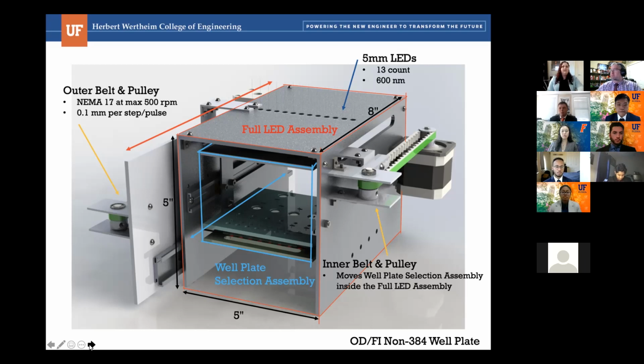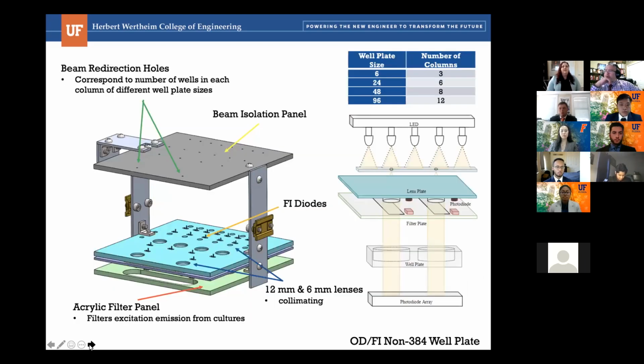The foundation of this design is the same as the 384 measurement system. The full LED assembly moves across a well plate, measuring all wells in each column simultaneously, as described before. To ensure the light is hitting perpendicularly to each well, the well plate selection assembly was designed. This is a 3-tiered light direction system.